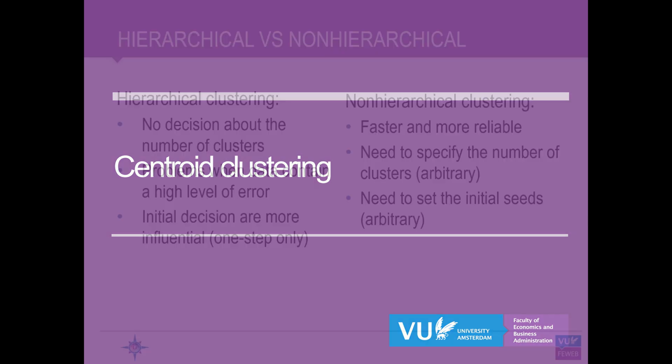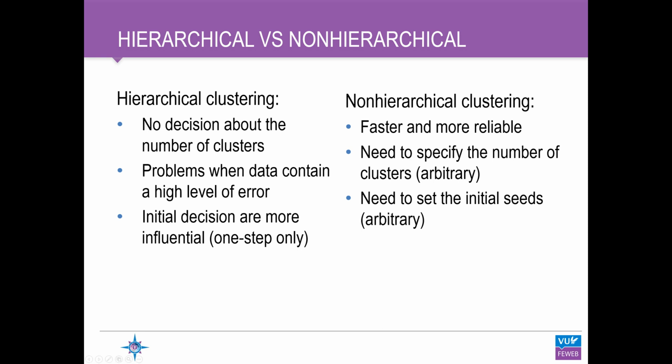Okay, let's talk about the centroid clustering. So how does it differ from the hierarchical clustering that we saw before? Well, with hierarchical clustering, you don't take any decision on the number of clusters, you just run the analysis and you look at the dendrogram. Now, the problem is when there's lots of error and when the initial decision is more influential. With the non-hierarchical clustering, the advantage is that it is faster, but you need to specify the number of clusters and you need to set the initial seeds, because that's determining how it starts and also the solution.